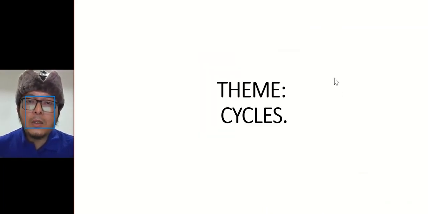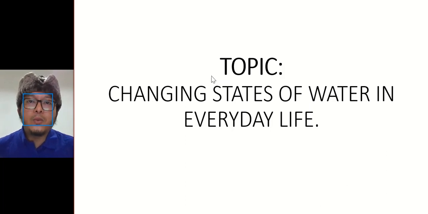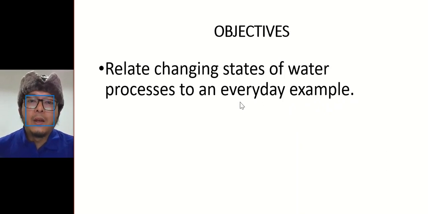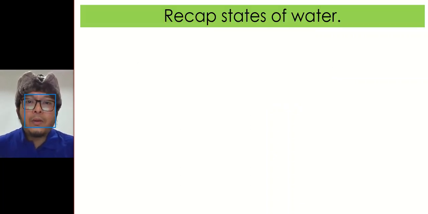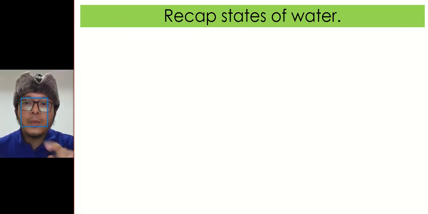Now the theme is still cycle, and the topic for this week will be changing states of water in everyday life. So our objective is to relate changing states of water processes to an everyday example. This lesson is very easy, very short. So now before that we recap states of water. Water naturally consists of three states.